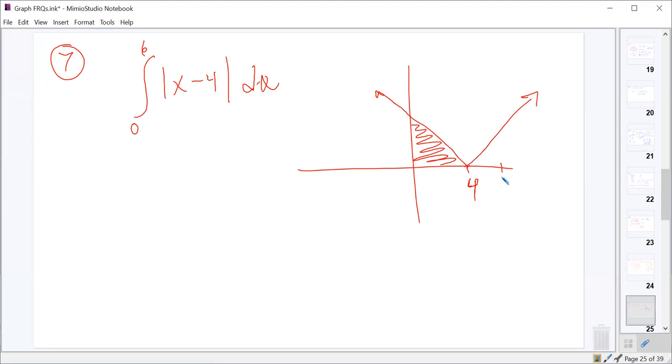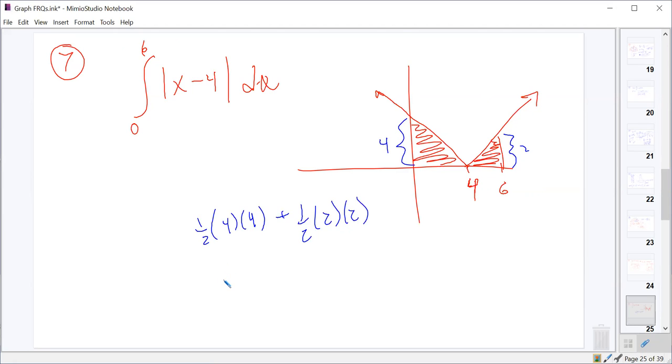We'll do this piece, and then the piece from 4 to 6, which, since these are just absolute values, this is 4. That's 4 to 6. That's 2 units, which makes this 2 units. And our area should just be 1/2 of 4 times 4 plus 1/2 of 2 times 2. And what does that give us? That gives us 8 plus 2 gives us 10. Any questions there on number 7?